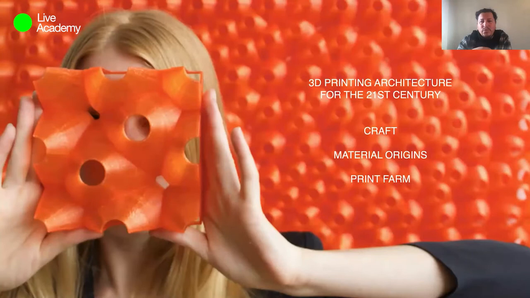But we were wondering what 3D printing architecture meant for the 21st century and how we could incorporate craft and material origins, but also this idea of a print farm. In other words, rather than thinking of one large machine that was bigger than the object that it printed itself, how we could have a battery of machines that printed a number of parts, in this case, a number of bricks, to assemble large-scale objects.